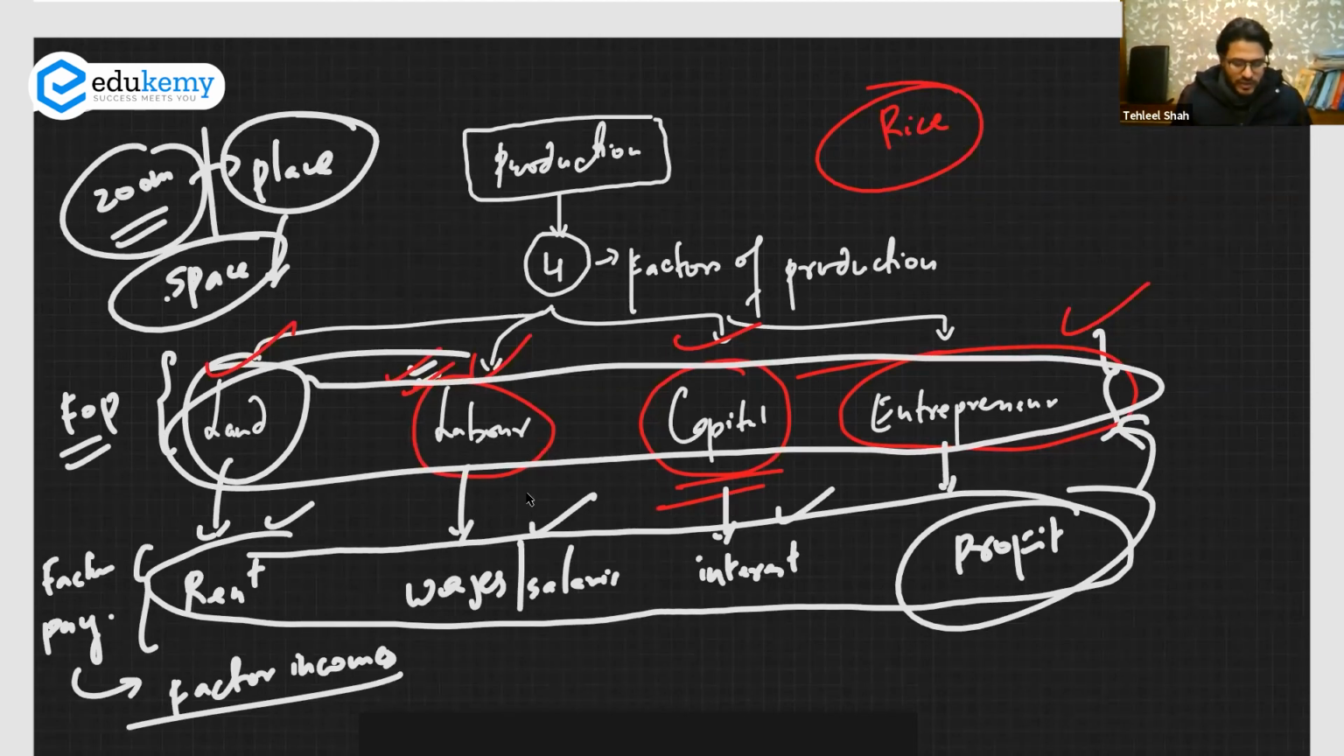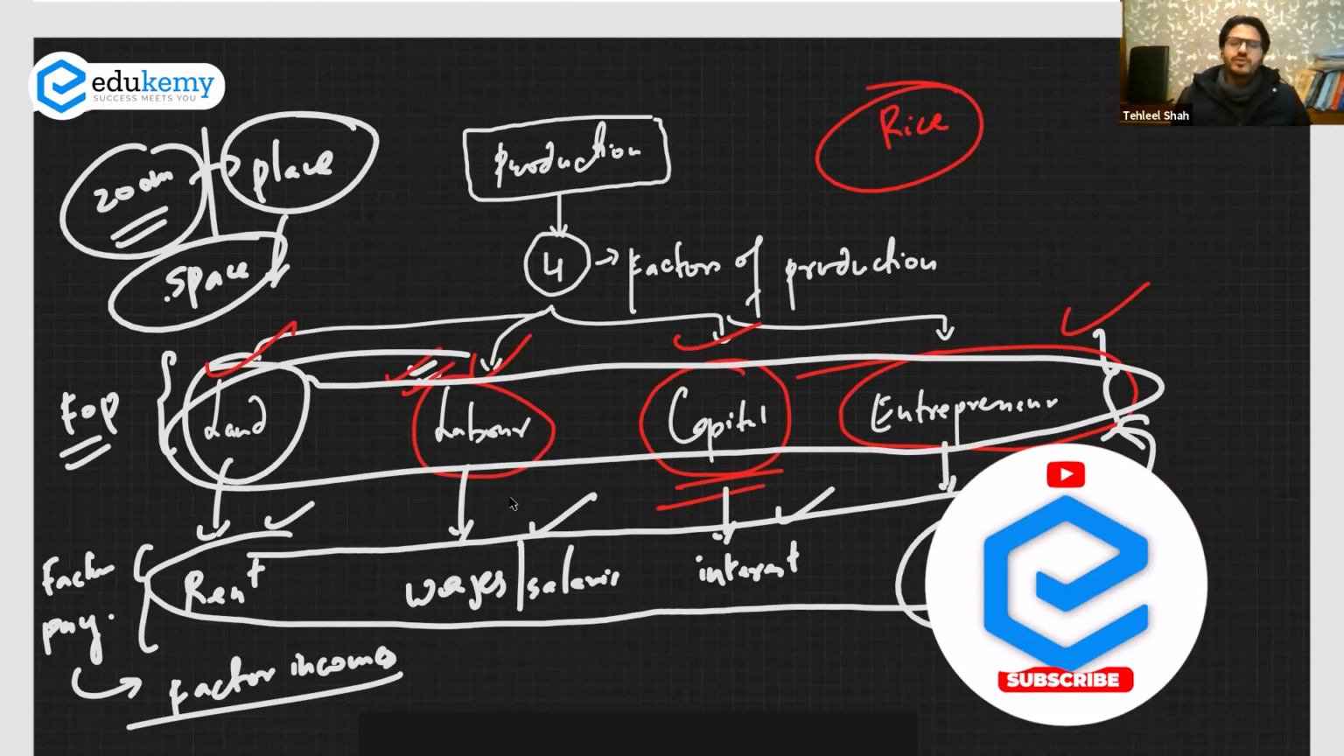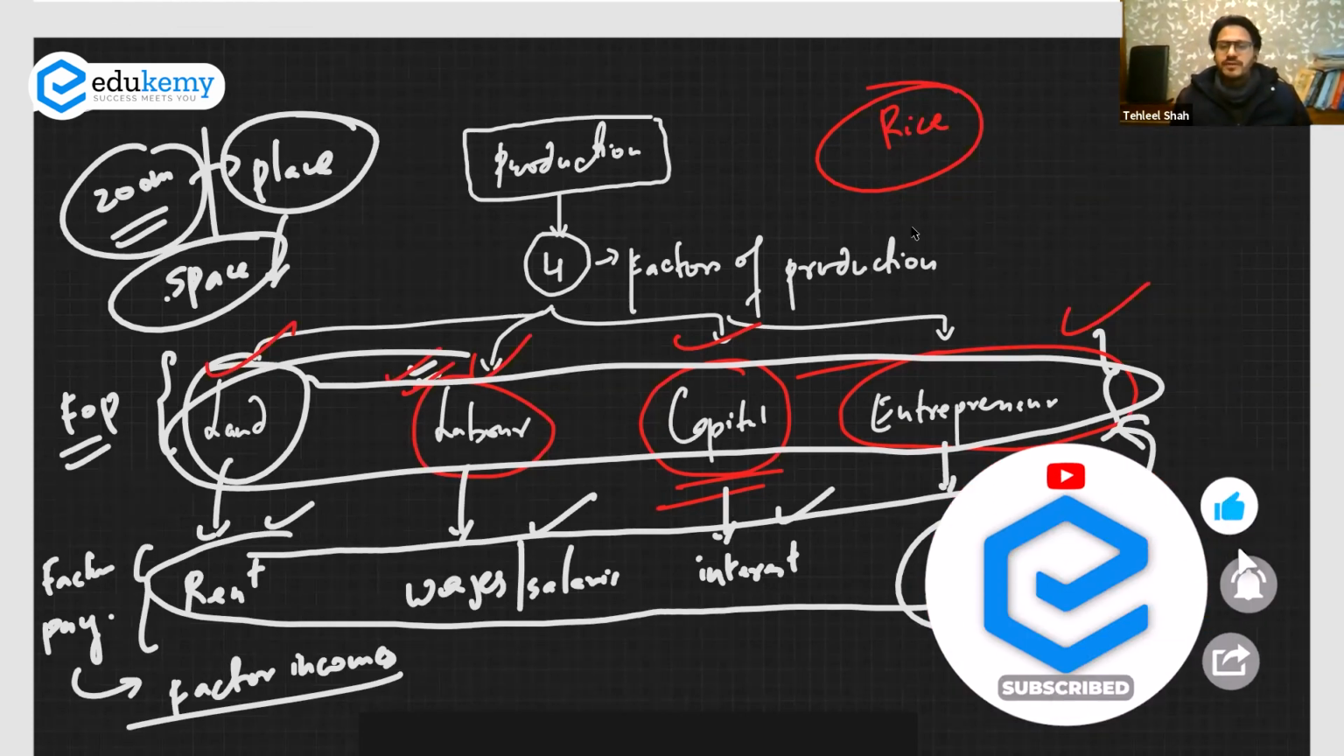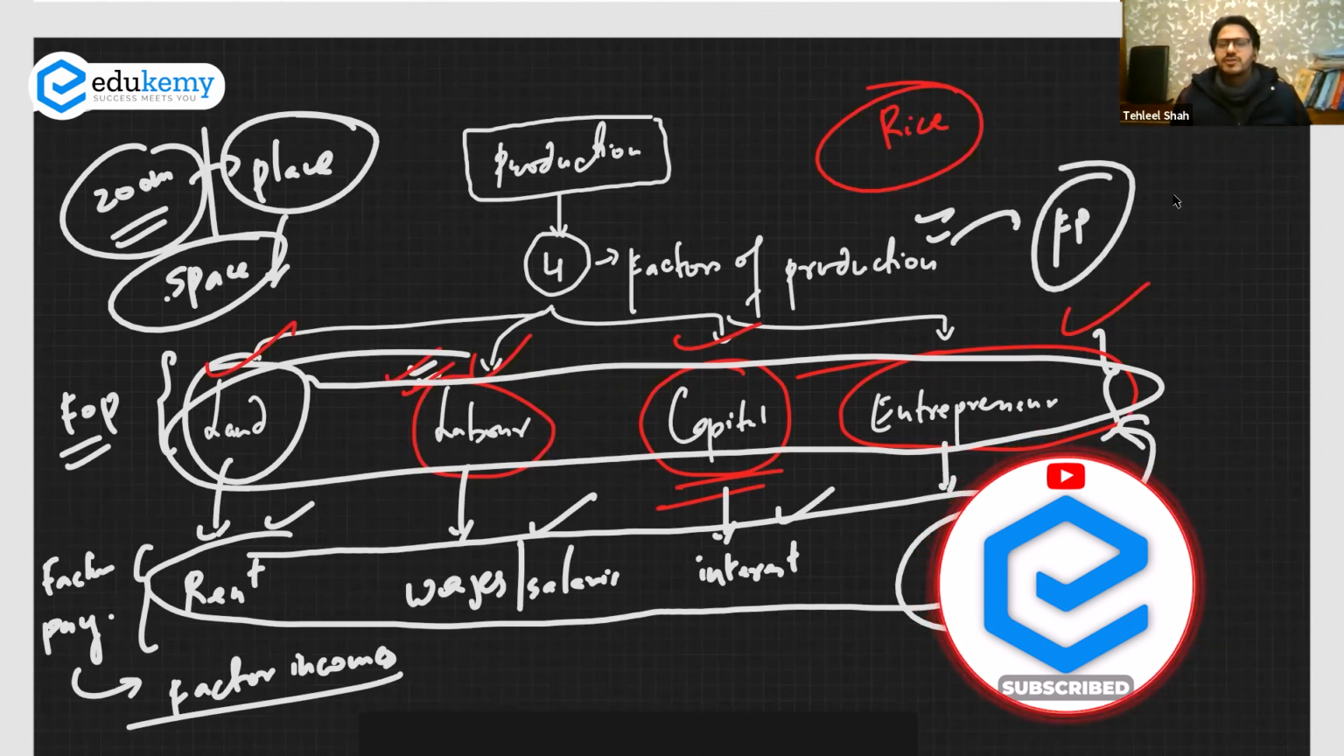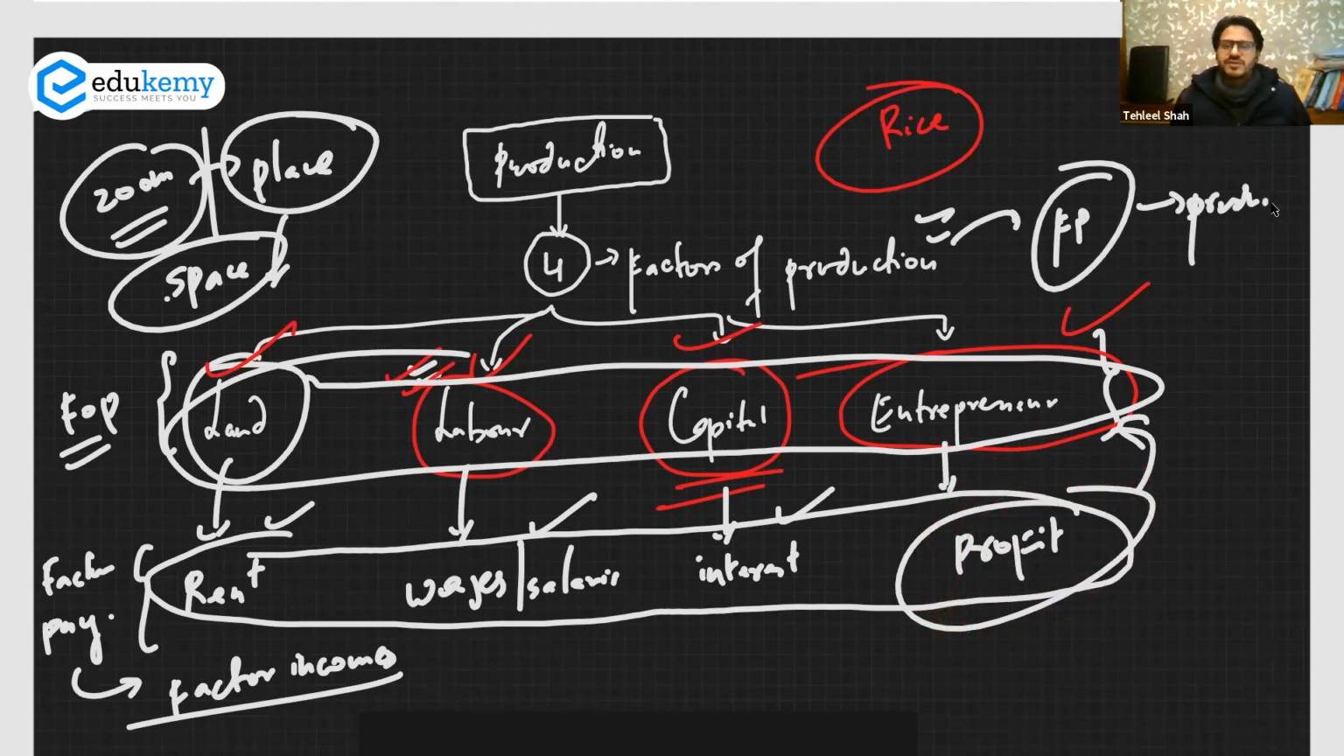Okay, so whenever you have to increase any production, have to increase the production of economic goods and services, what you have to do is actually employ the factors of production. You have to give them the factor payments, and then you will actually be able to produce any economic goods and services.